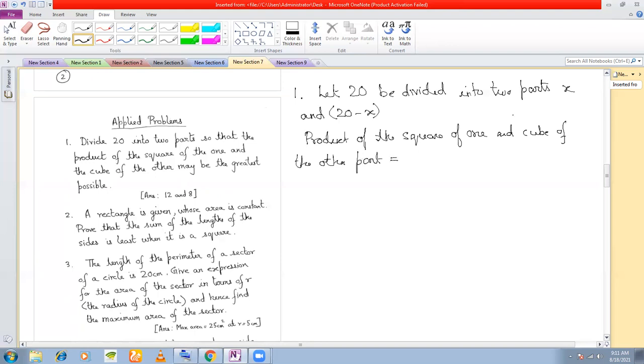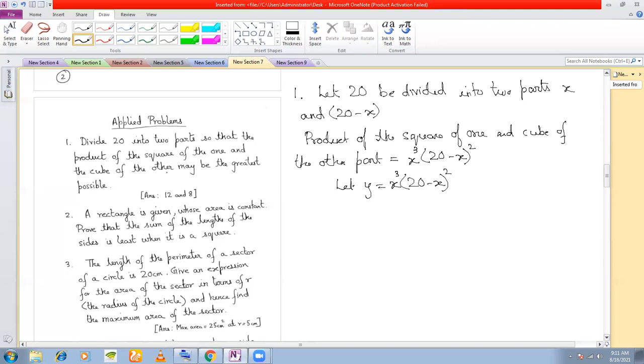Okay. The two parts are x and 20 minus x. Square of one, cube of the other. It is better to take the cube of x and the square of 20 minus x. This is the product of the cube of one and the square of the other. You can take the other way also, (20 minus x) whole cube into x square. It will come to the same thing. Okay. So now I say let y is equal to this. Now this is the function that we are getting.